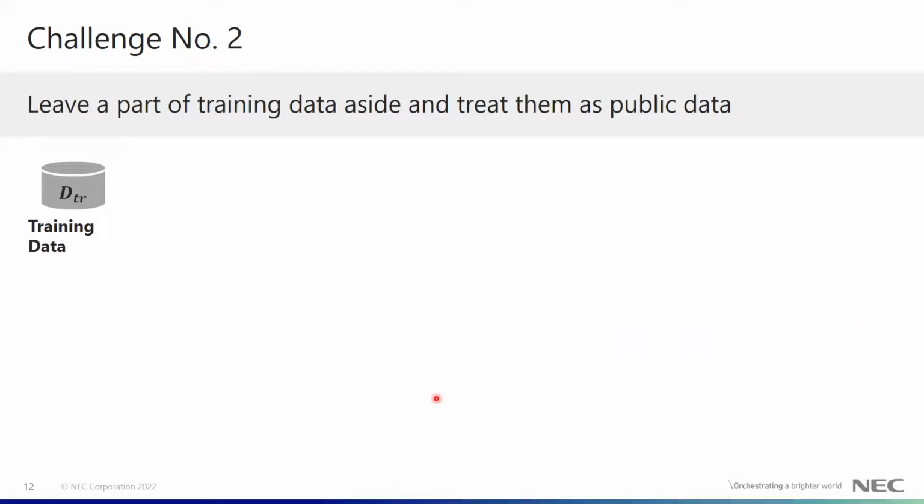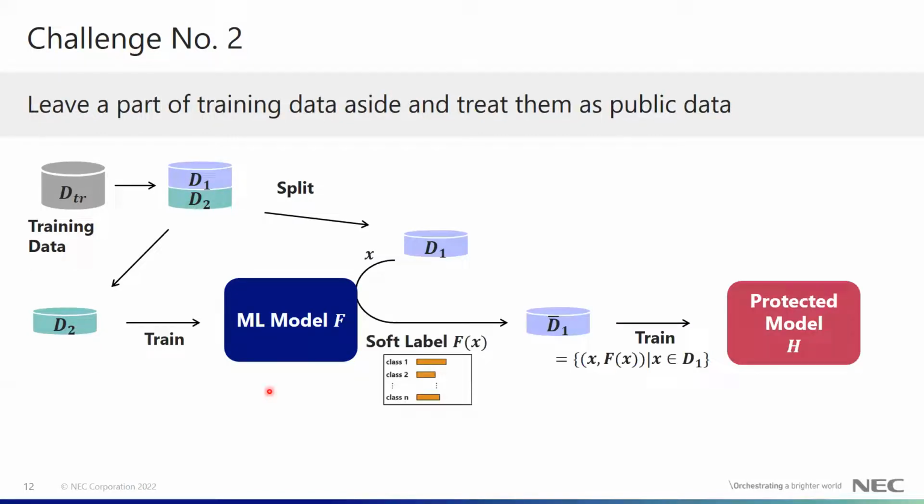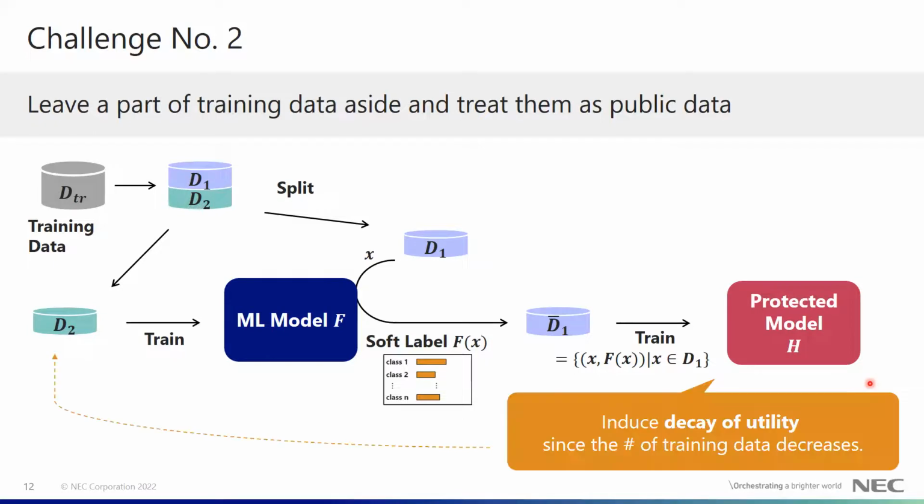The second idea, leaving a part of the training data aside and treating them as public data. First, split the training data. Train the teacher model by using one part, and train the student model by another part. Soft labels have a moderate confidence, so the resulting model is protected. Cool. But it inevitably decreases utility due to the small amount of training data.